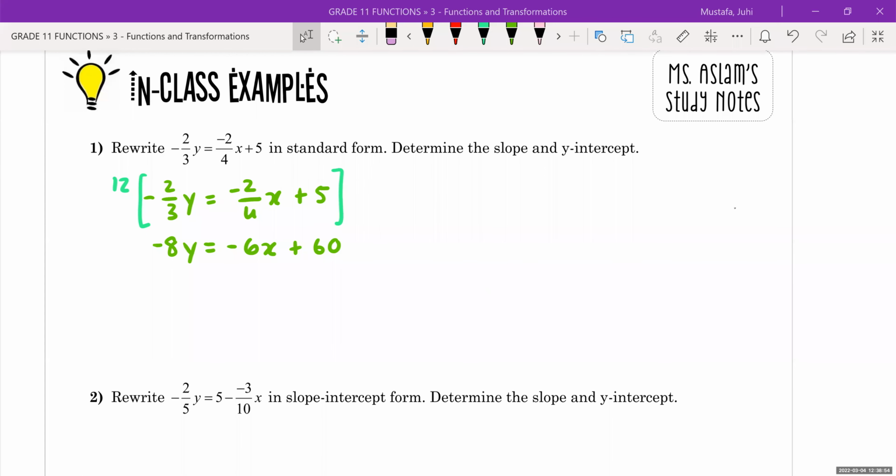Now we need to rearrange this equation so everything is on one side. When we do that, we also want the x to be positive. So it makes sense to move the negative 6x and the 60 over to the other side so that we can accomplish that. Negative 6x becomes positive 6x. Negative 8y remains negative 8y. And positive 60 becomes negative 60. This is our answer in standard form.